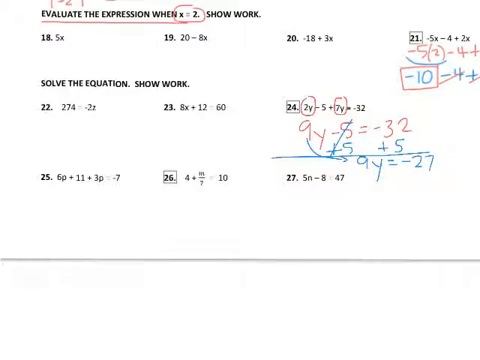9 and 27, those are going to be easy for us to divide, so I'm just going to take this side and divide by 9. That cancels those. And divide by 9 again. So here I'm going to have y equals negative 3.